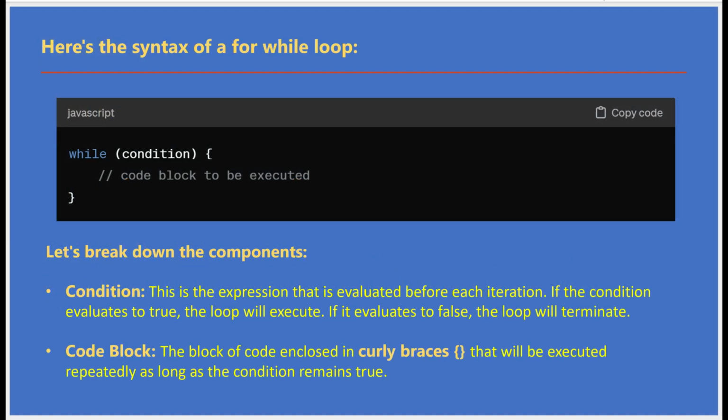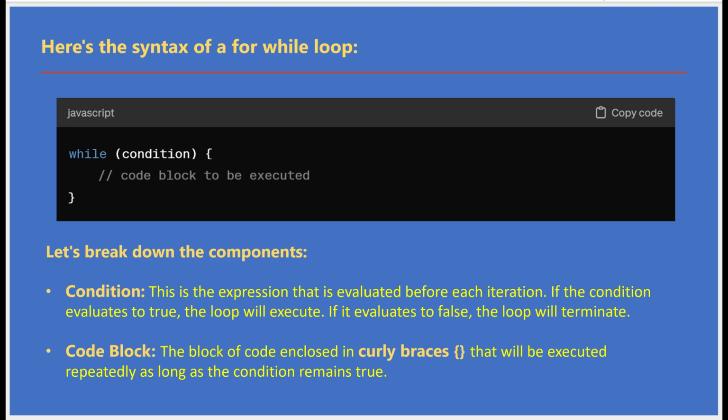Here's how a while loop syntax looks in JavaScript. While condition. Breaking it down, we have two key elements. First, the condition. This is the expression evaluated prior to each iteration. If the condition holds true, the loop runs. If it turns false, the loop ceases. Second, the code block. This is the code enclosed within the curly braces that will be executed again and again as long as the condition remains true.